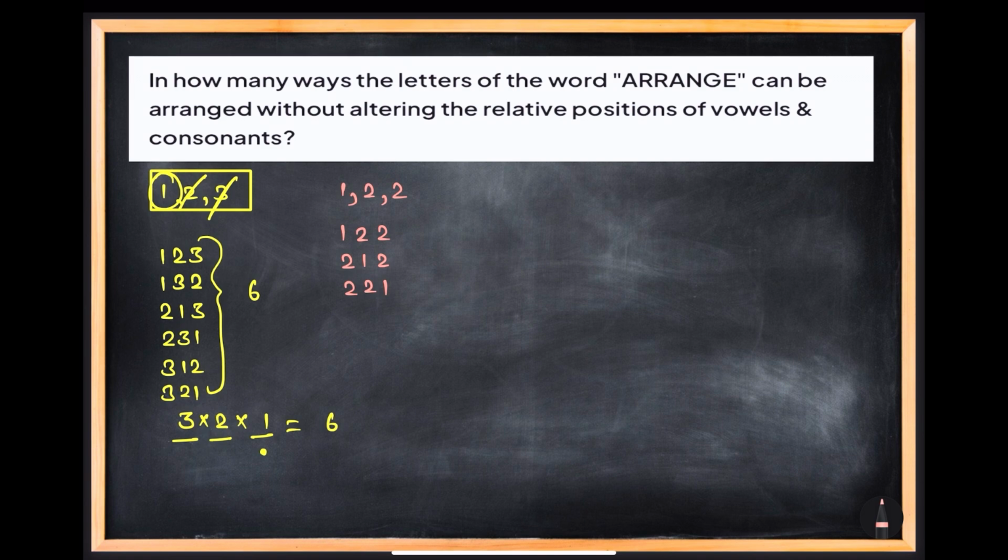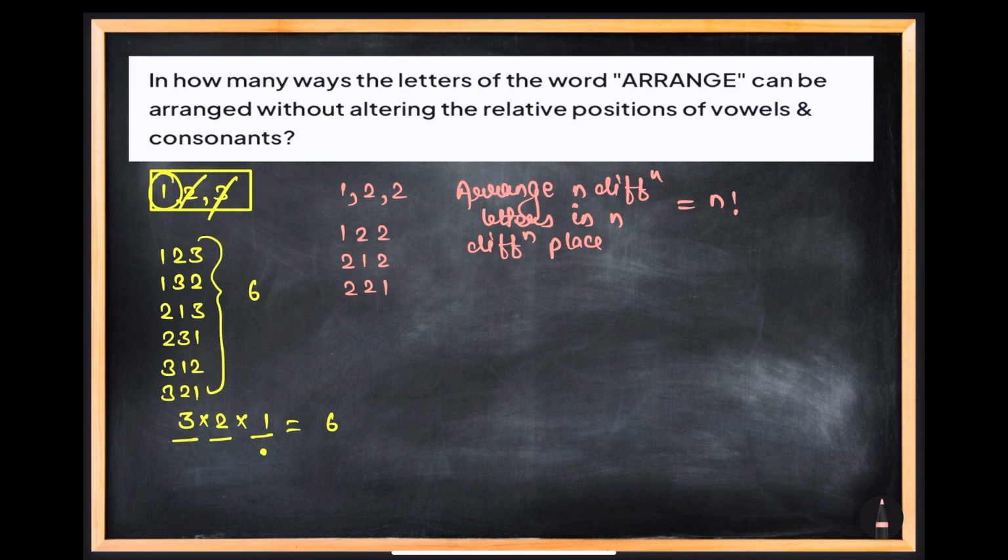Okay, so look at this. Suppose that you have to arrange n different letters in n different places. So you can write n factorial. Means for the first place you have n choices, for the second place you have n minus 1 choices, for the third place n minus 2 choices, and so on till 1.